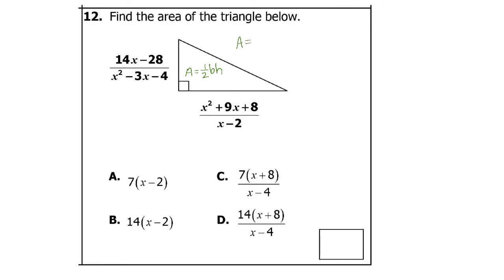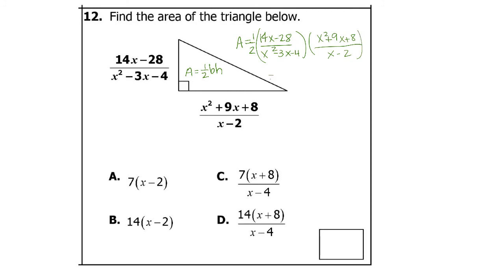We have the area equals, we have 14x minus 28 over x squared minus 3x minus 4. So we have that part. Of course, we have our 1/2. I forgot to write that in. And then times, here we're going to have x squared plus 9x plus 8 over x minus 2. That's our base.